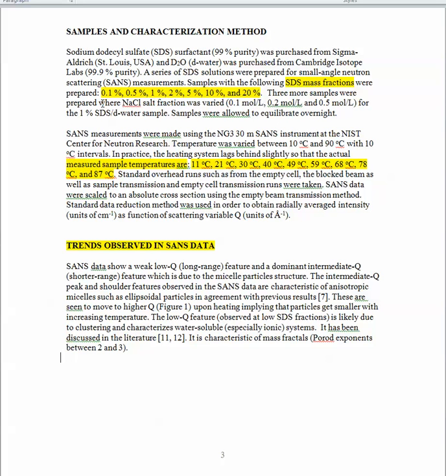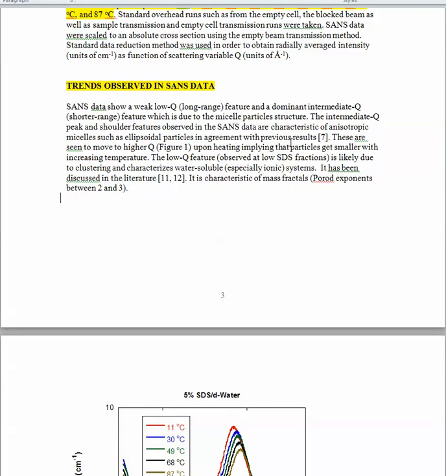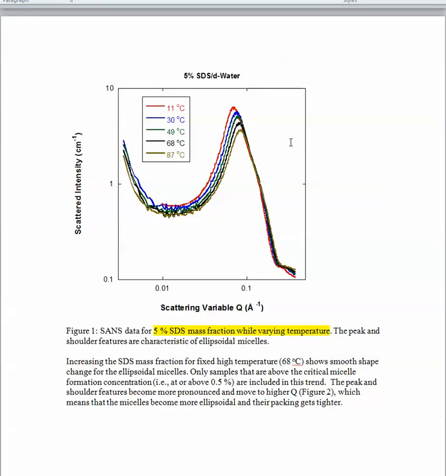A number of samples have been prepared, 0.5% SDS in deuterated water, 0.1, 0.5, and so on. A number of temperatures have been measured for all of these samples, from around 10 degrees all the way to 87 degrees. Trends observed in SANS data, like fixed concentration, varying temperature.